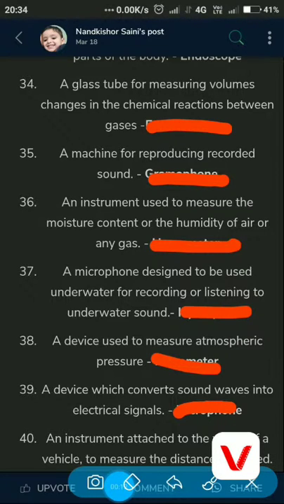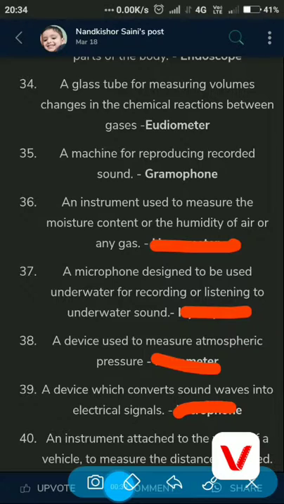The question number 34, a glass tube for measuring volume changes in the chemical reaction between gases, is measured by the iodometer. The question 35, a machine for reproducing recorded sound, that is a gramophone. Okay, reproducing recorded sound.